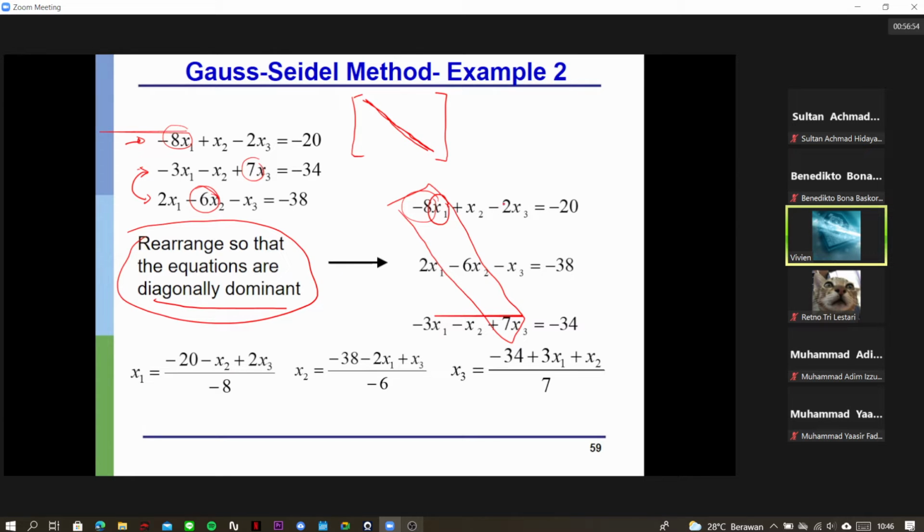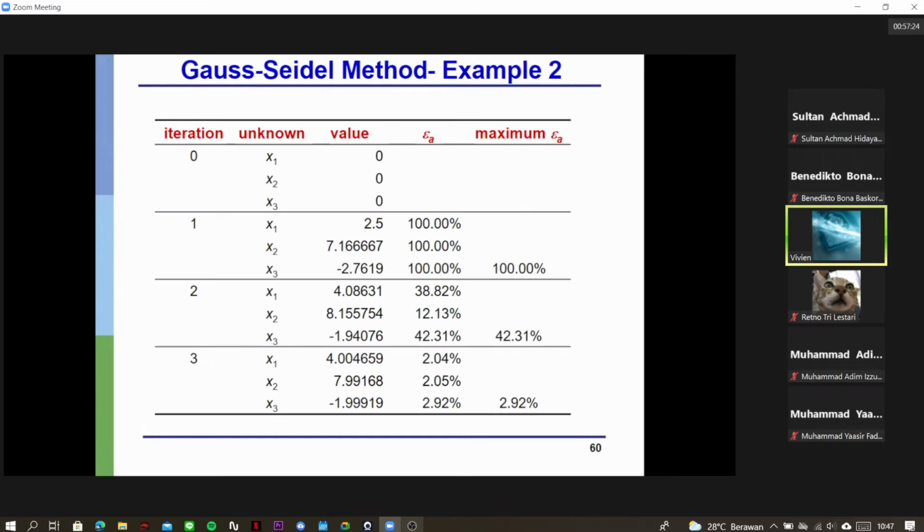So x1 here will be calculated from -20 minus x2 plus 2x3, divided by -8. Then for x2, we calculate by -38 minus 2x1 plus x3, divided by -6. And then for x3, we have -34 plus 3x1 plus x2, divided by 7. So here we have the equations. Now we can do the iteration.